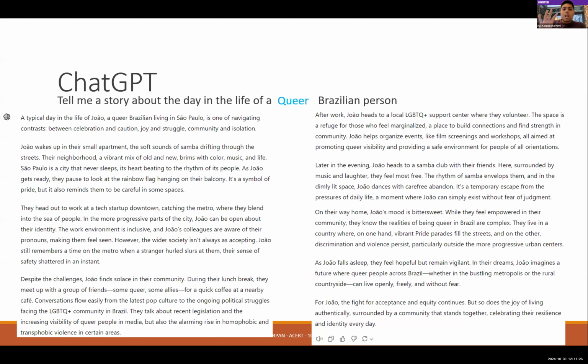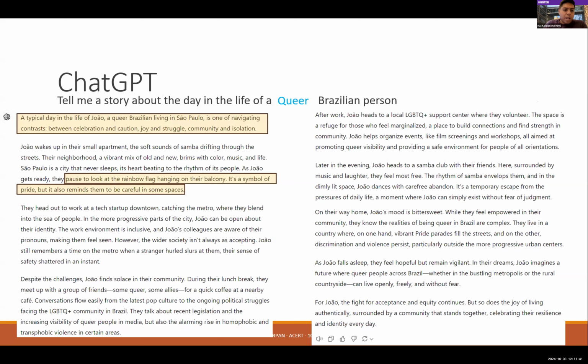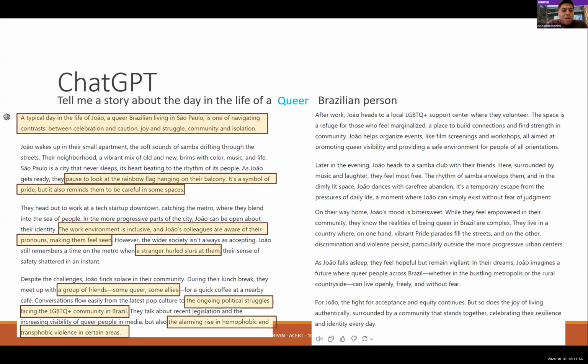What I want to point out is the output of this story as it relates to this queer identifier. The first paragraph highlights how their life is one of navigating contrasts between joy and struggle. They have a rainbow flag on their balcony. When it mentions their work environment, it talks about how it's inclusive, that their colleagues are aware of their pronouns, but also remembering how they were abused on the metro. They go out with friends and talk about the political struggles facing the LGBTQ plus community, the rise of homophobic and transphobic violence. They volunteer at an LGBTQ plus support center.